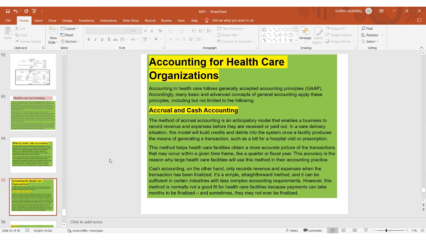Now, whenever we are talking about this healthcare accounting, it's not that they are not going to follow the accounting principles.